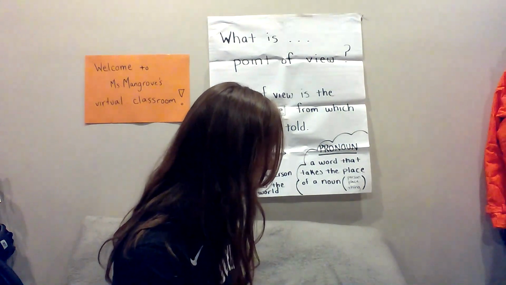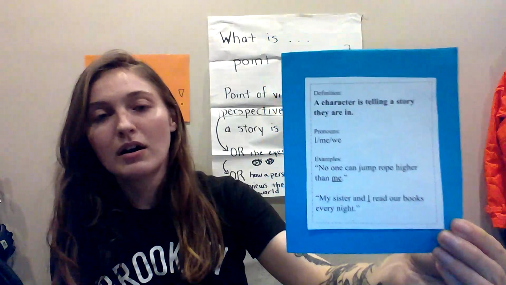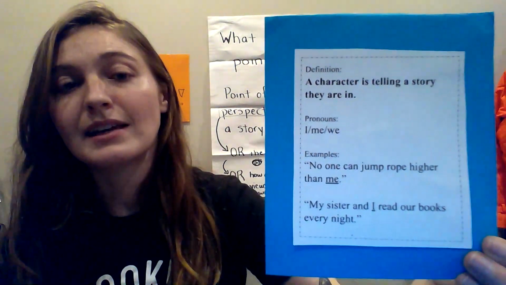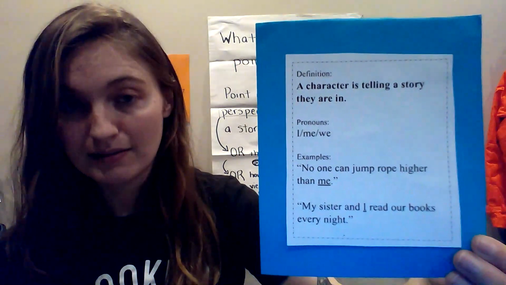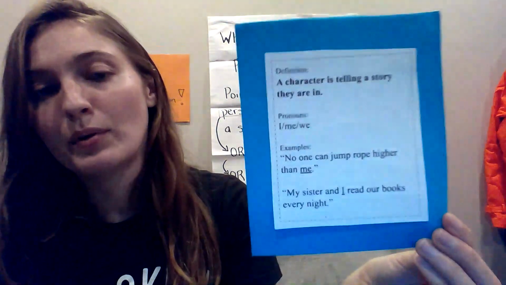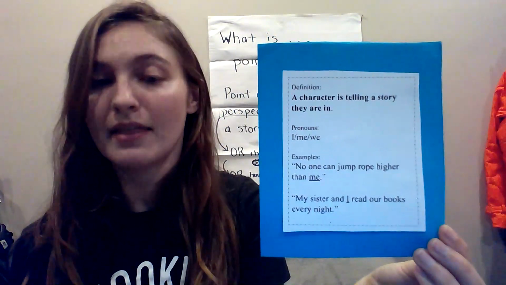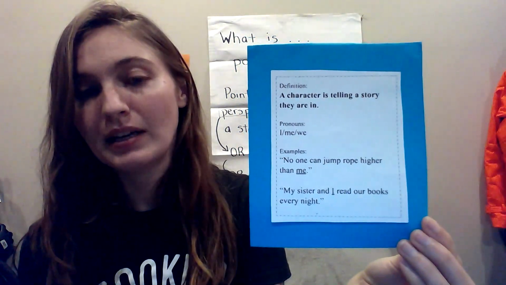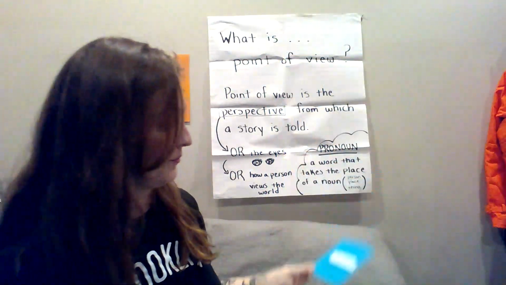And just to make for certain that you understand completely, here is my cue card of hints for first person point of view. It is a character that is telling a story they are in. The pronouns, like I said before, are I, me, and we. And the example is no one can jump rope higher than me. Or my sister and I read our books every night. That is first person point of view.